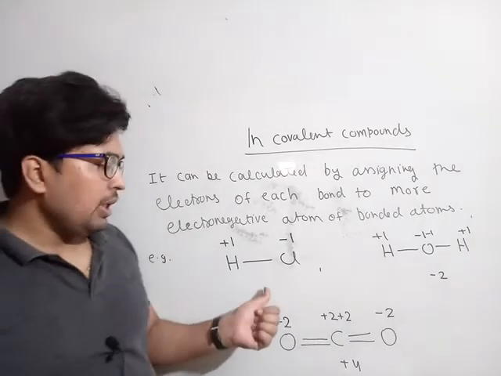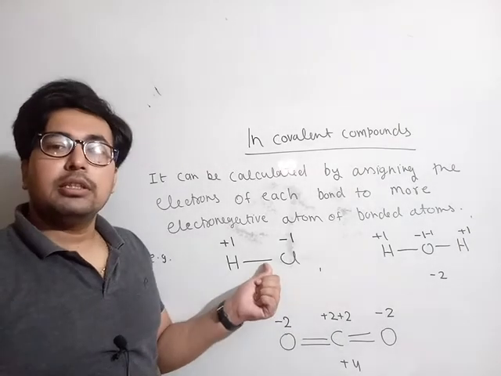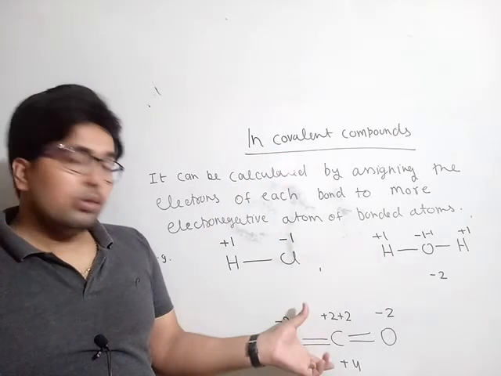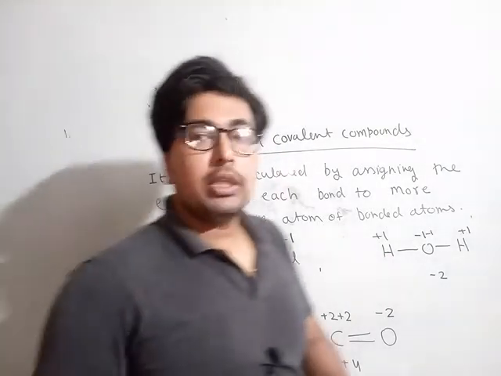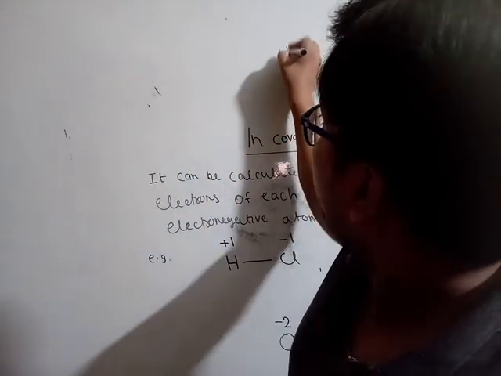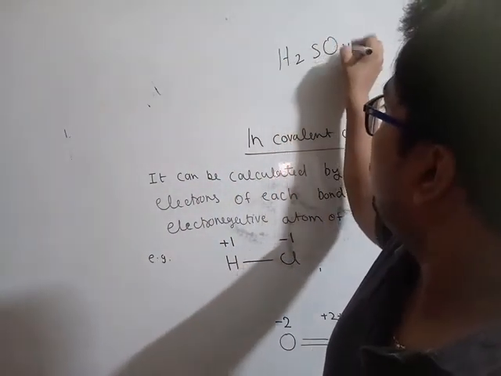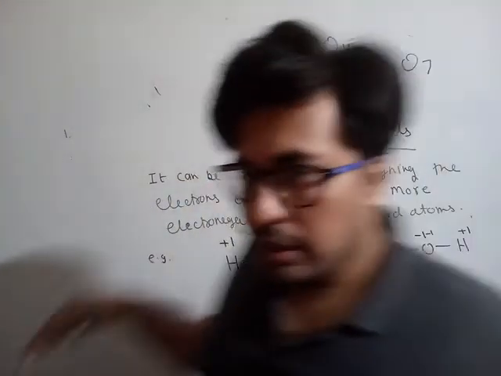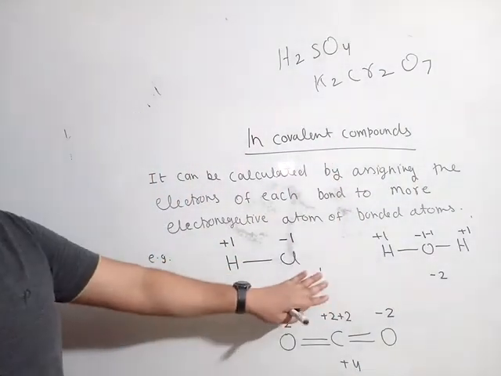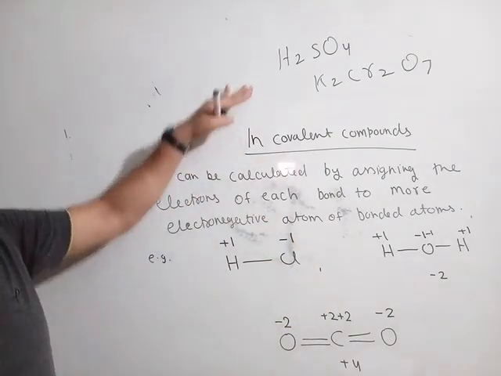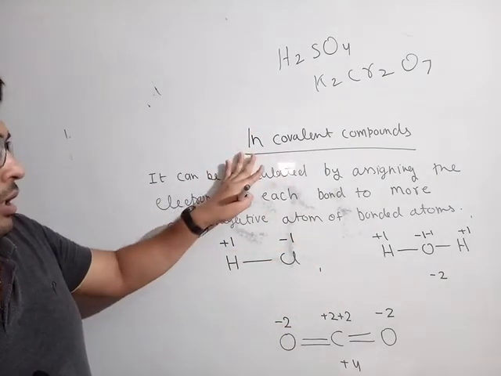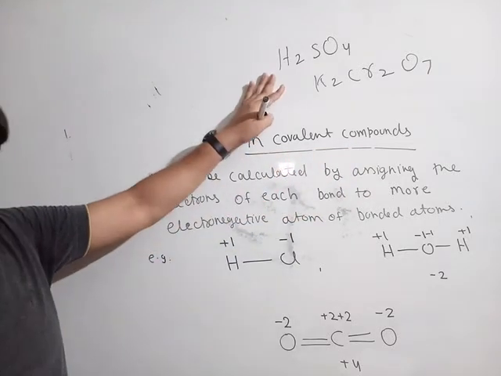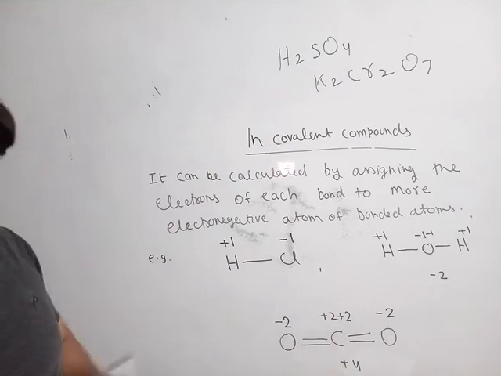This method is only possible in covalent compounds when you know the structure. But what will happen when you don't know the structure, for example of K2SO4, K2Cr2O7, and many other compounds? Then this method can't be applied. So we'll learn some rules on how to calculate the oxidation number without knowing the structure.